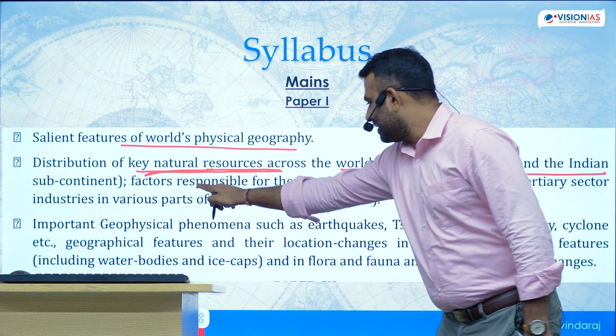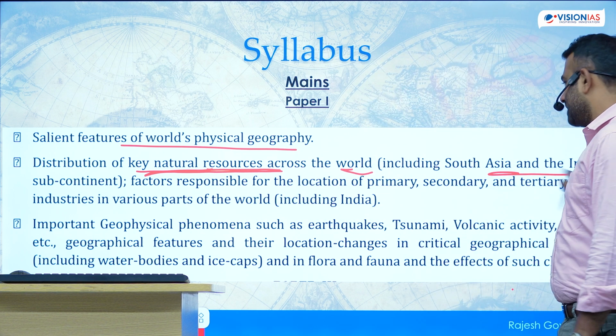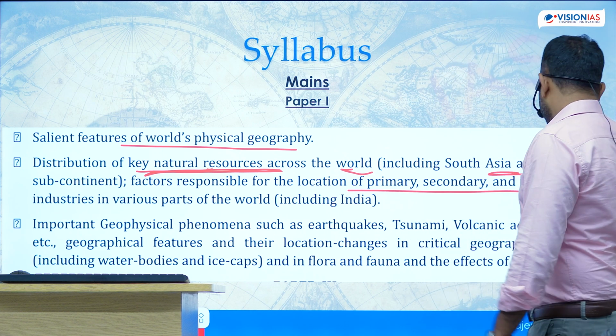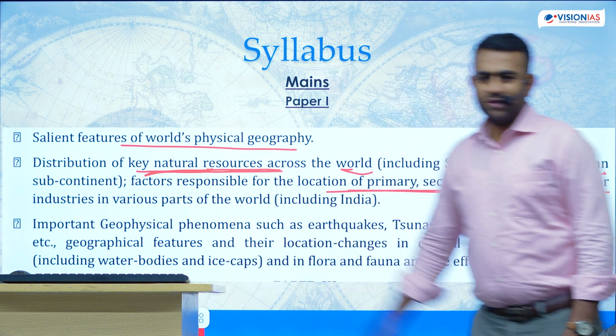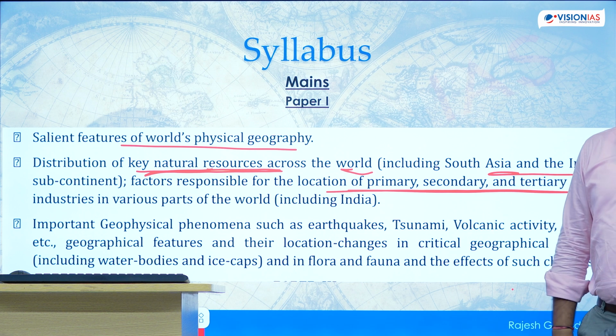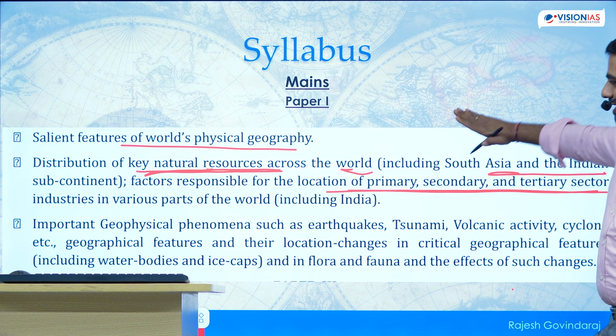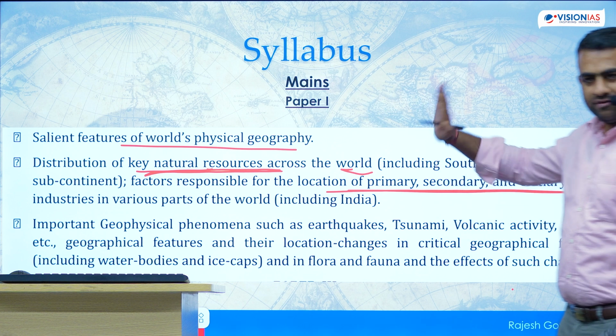And then the second part, factors responsible for the location of primary, secondary and tertiary sector industries in various parts of the world. So this is economic activities. I told you about agriculture, industry, transportation, services, right? Primary, secondary, tertiary sector. The second area is about economic geography completely.